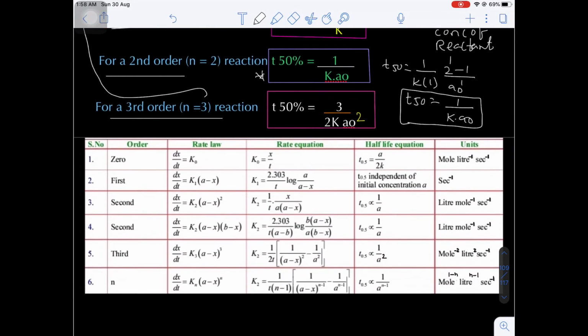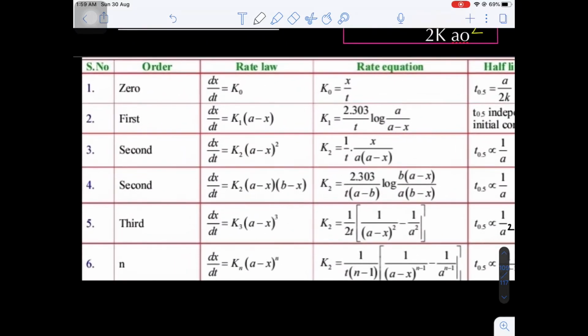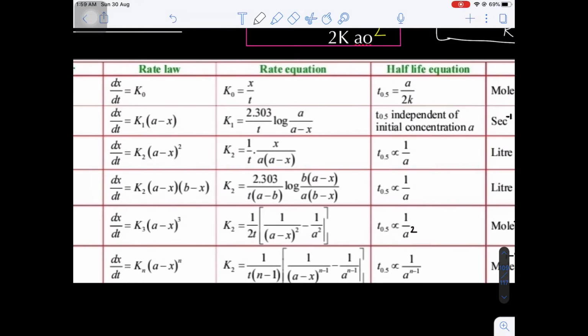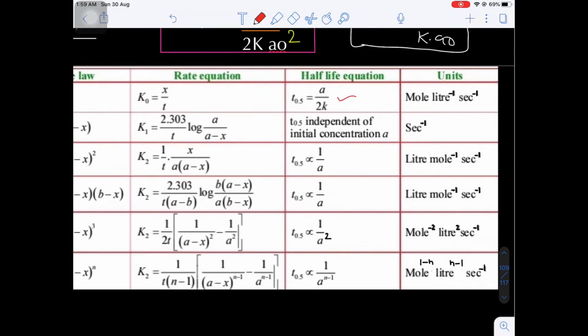Now here, this is a tabular form I am giving. This is regarding the order of a reaction, rate law expression and rate equation, half-life of the reaction equation, and the units for the rate constant. Okay, here the first one is zero order. Now dx by dt is equal to k0. Here 0 stands for zero order and k stands for rate constant. Now the half-life period will be a by 2k. Half-life period will be what? A by 2k. And what are the units for the rate constant? Moles per liter per second.